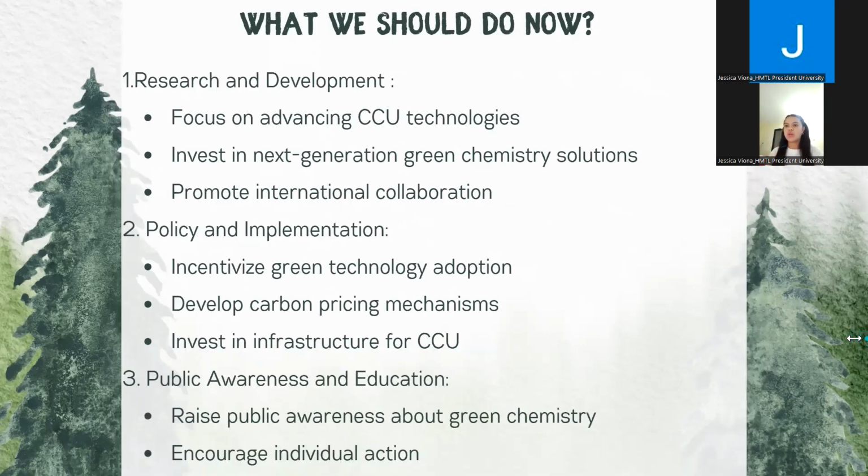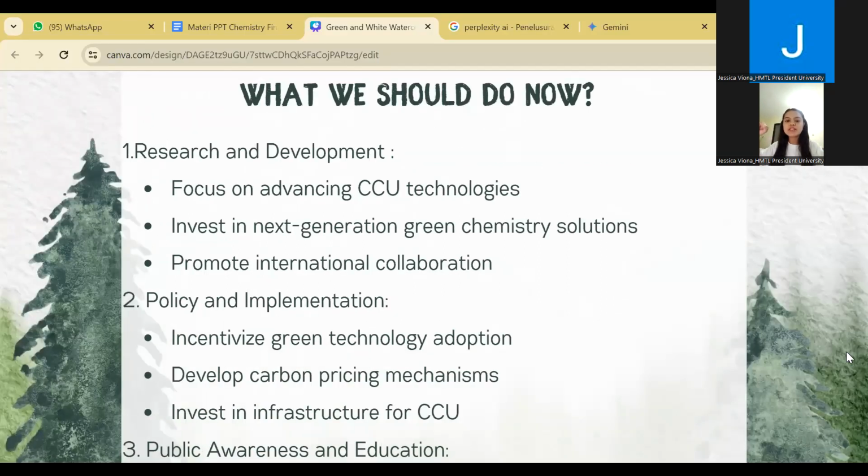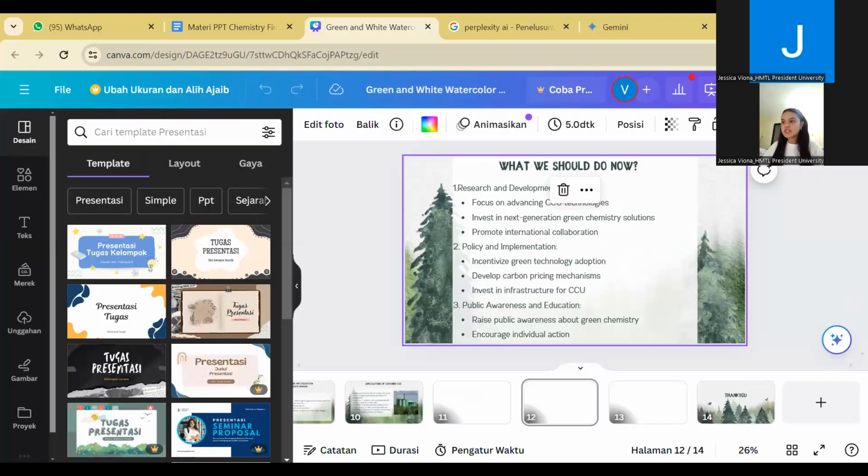So what should we do now? First, in the field of research and development, we should focus on advancing CCU technologies. Continued research and development in carbon capture and utilization, or CCU, is crucial. This includes exploring new methods for capturing CO2 and improving the efficiency of conversion processes.